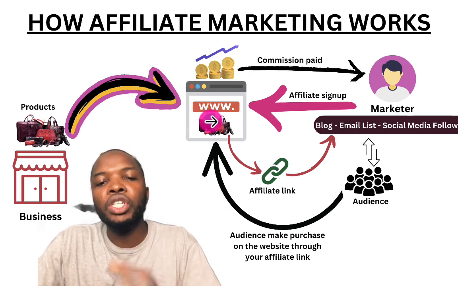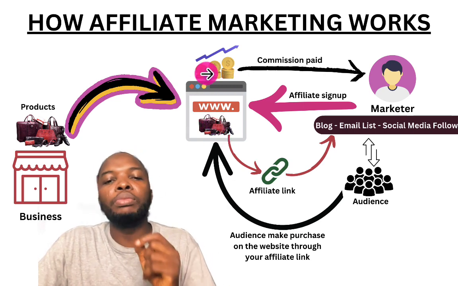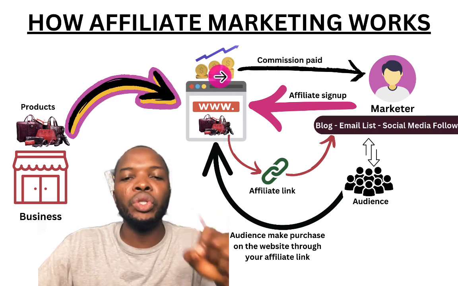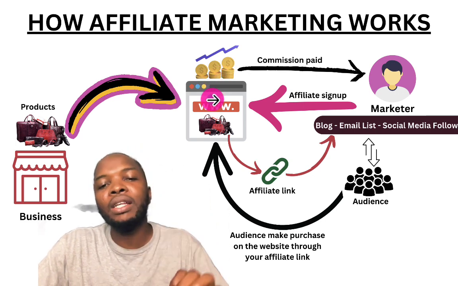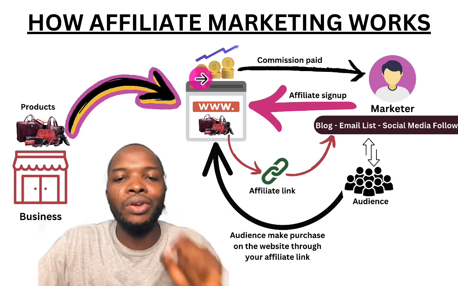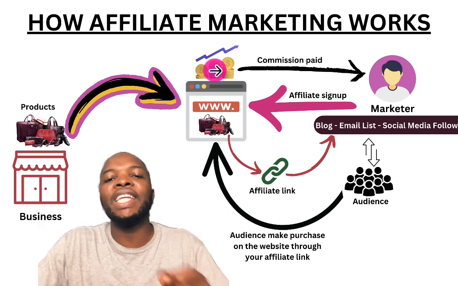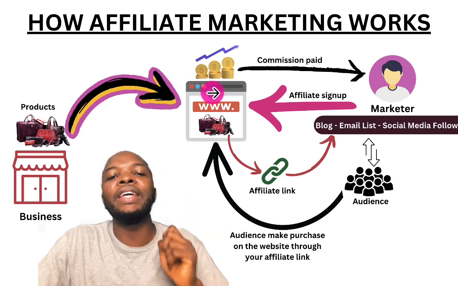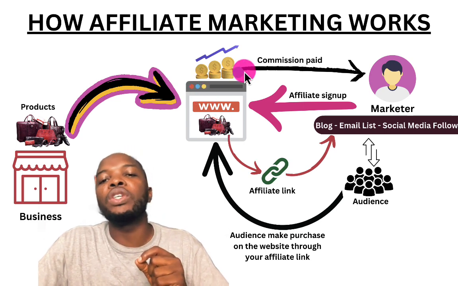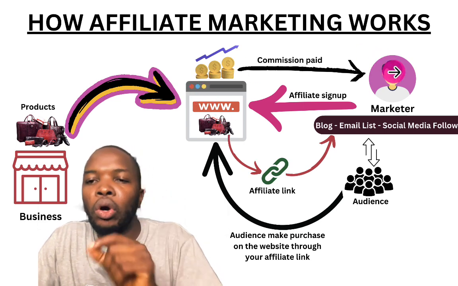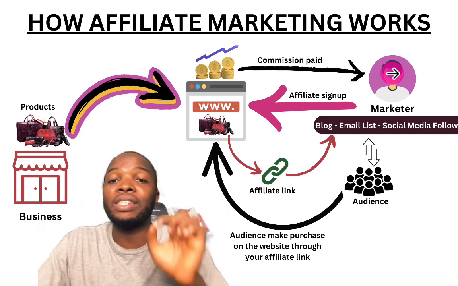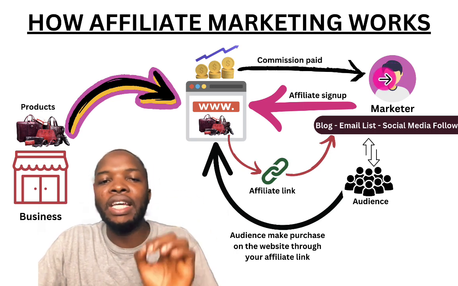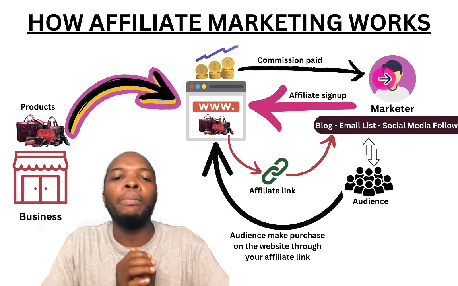Now, from each of the sales you are getting, they will be depositing your commission in your affiliate account, and immediately you earn up to $100 in the affiliate website, you can now request for your payment, and then this affiliate website will send the payment straight to your bank account. And that is how you can make money on the internet through affiliate marketing.